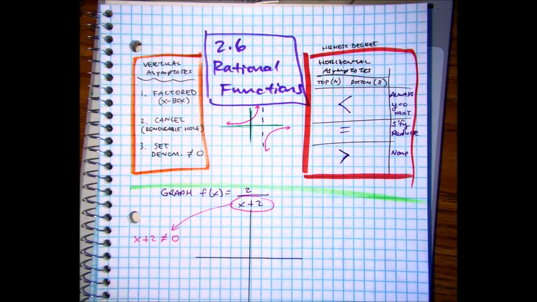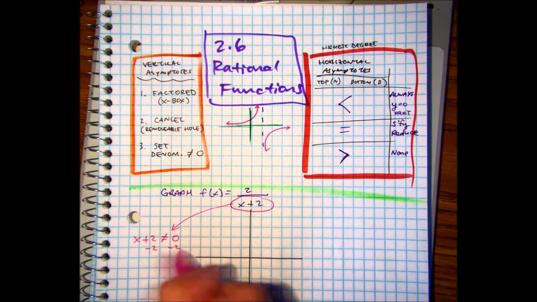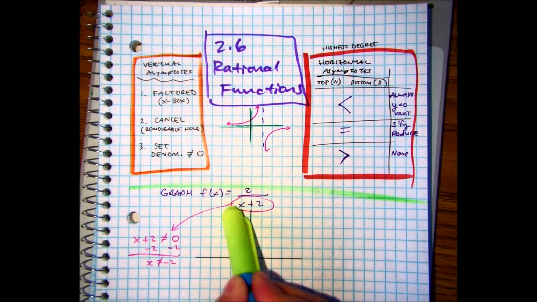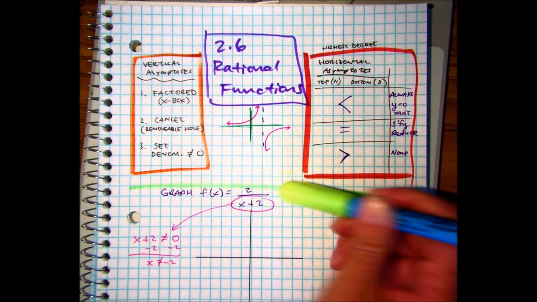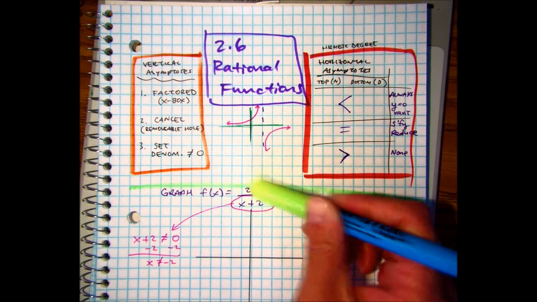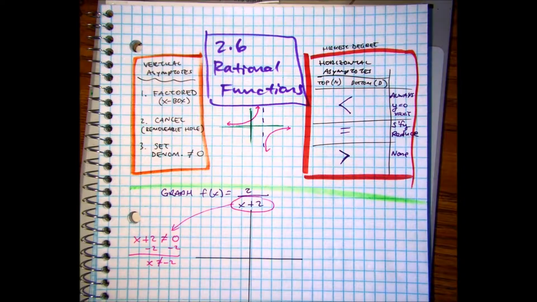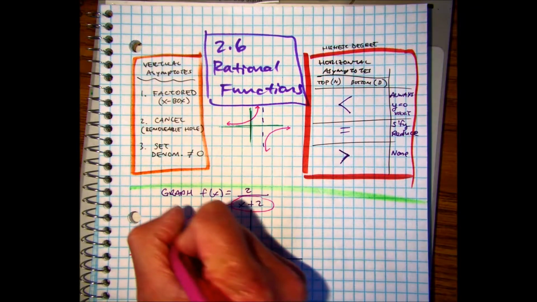The reason why is, once I get a value, it's basically telling me that if I put in -2 here, -2 plus 2 is 0. You cannot divide 2 by 0. That gives us undefined. So let's go ahead and graph. This is called my vertical asymptote.